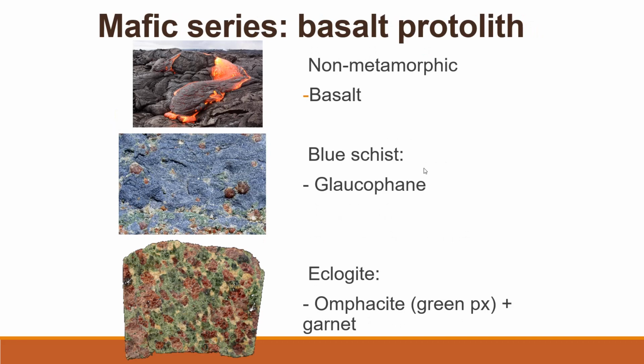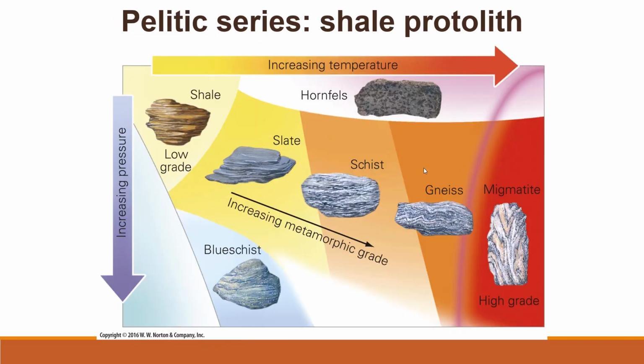If we go through the blueschist facies, so this is the lower temperature, higher pressure, we will have a lot of glaucophane in the blueschist facies. The eclogite, which one of my professors referred to as the Christmas tree rock, has a green pyroxene and garnet, so it's green and red.